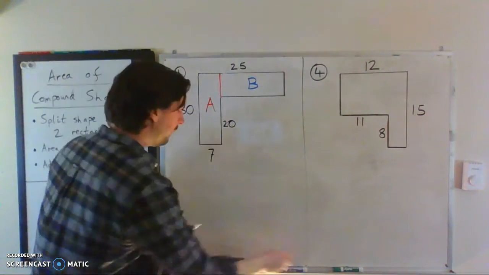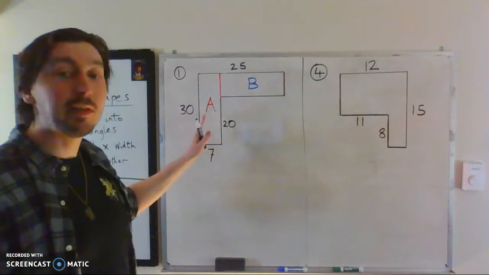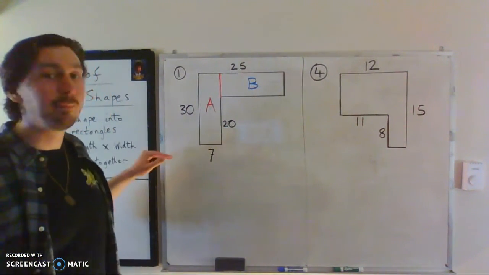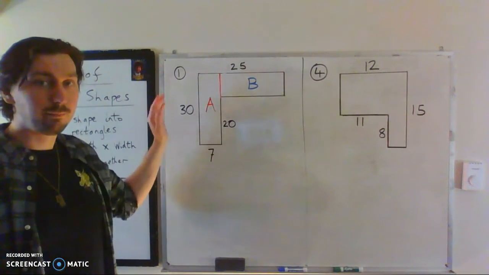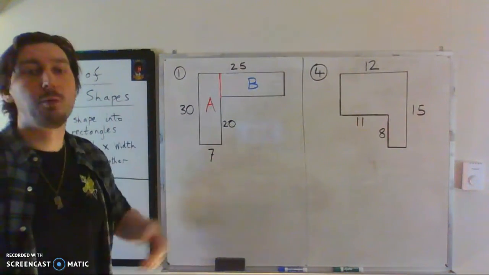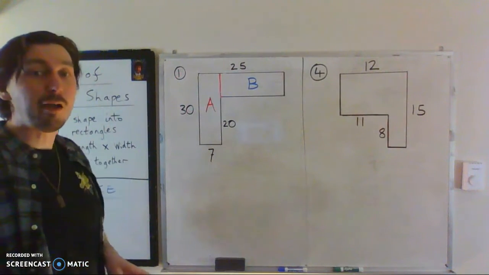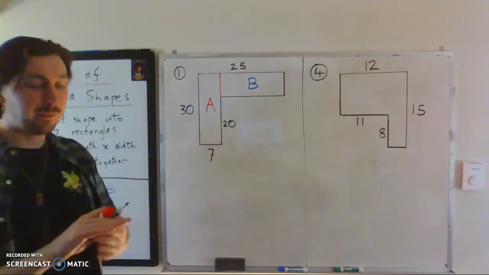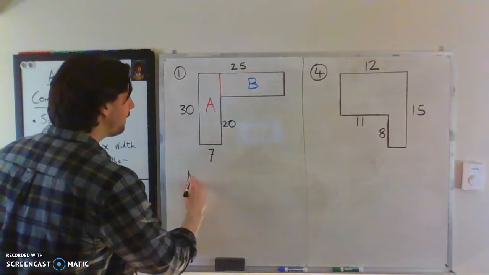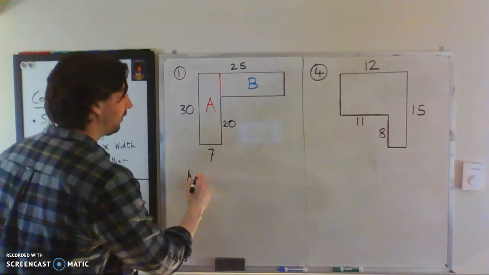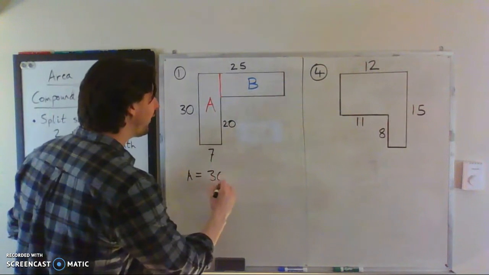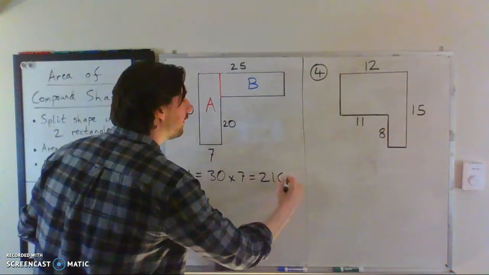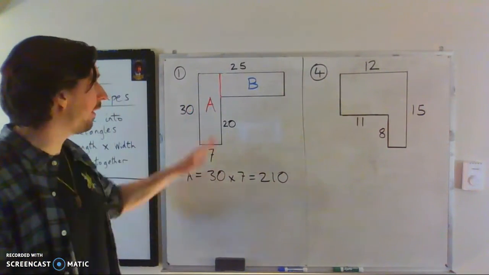So doing part A first is easy enough, because to do the area of a rectangle, you just do length times width, or width times length, whichever one. You multiply the two numbers. So I've already got the whole of this side, which is 30, and I've got the whole of this side, which is 7. A equals 30 times 7, which is 210. Alright, that's part A done.